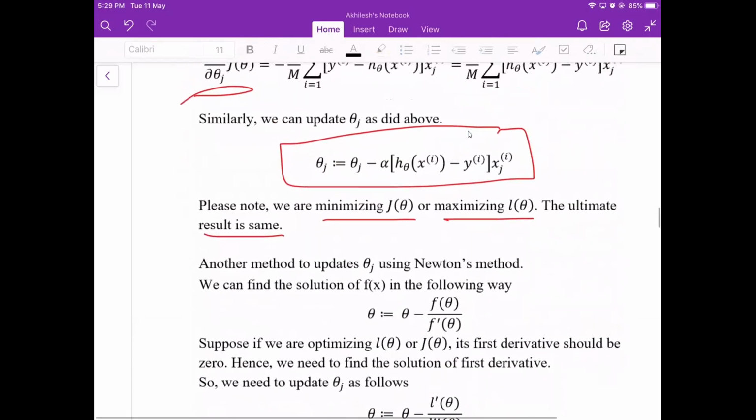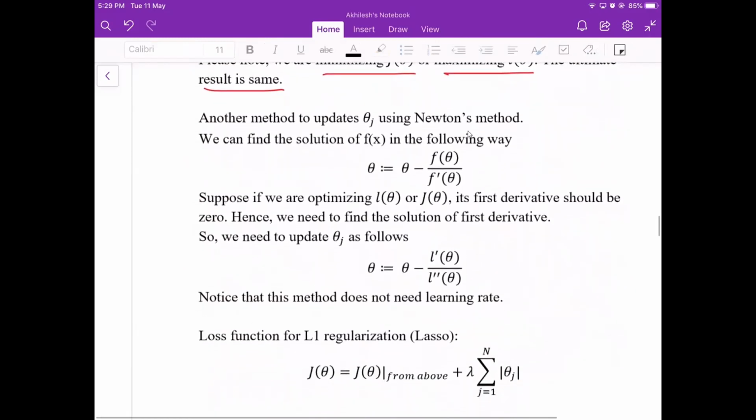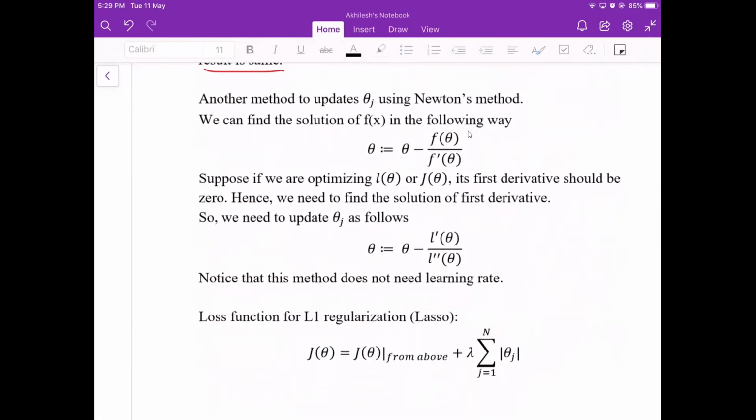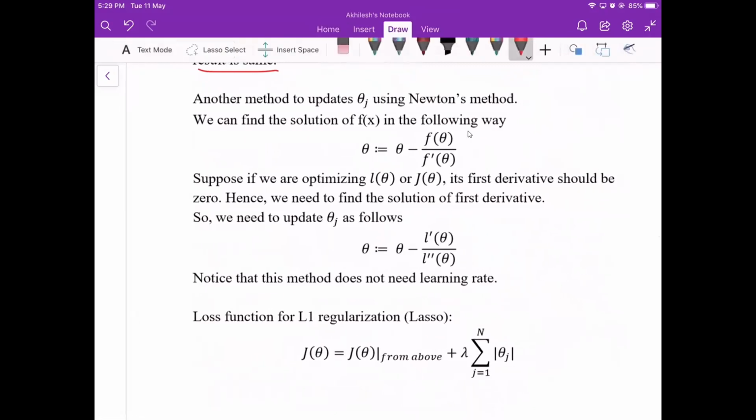There is another method. You have already seen the stochastic gradient method. The other one is the Newton method. From the Newton method, you can also update the weight, and this is the standard way to update it: the new theta is equal to old theta minus f of theta upon f prime of theta, the first derivative. Okay, the numerator is the function and the denominator is the derivative of that function.